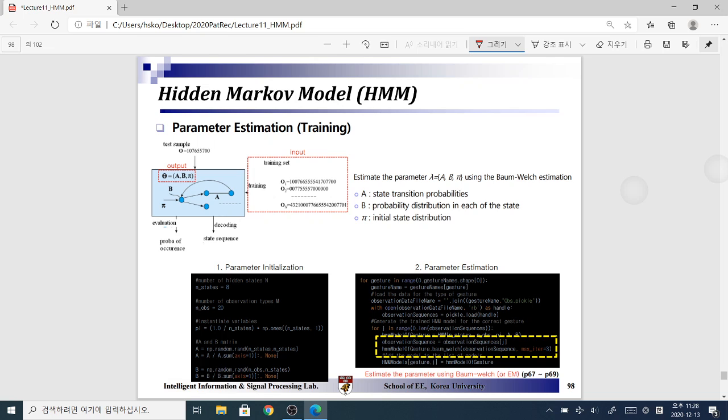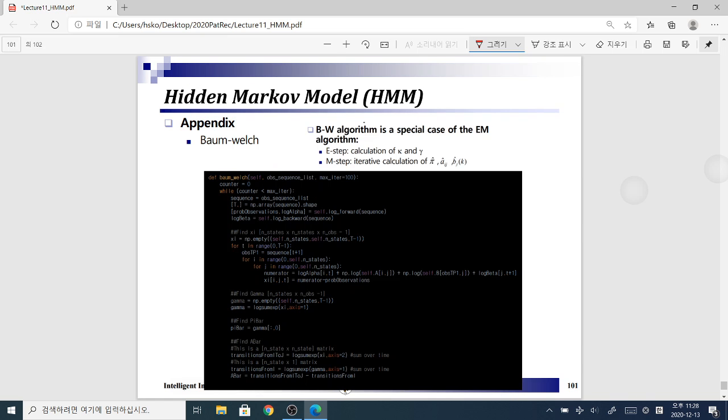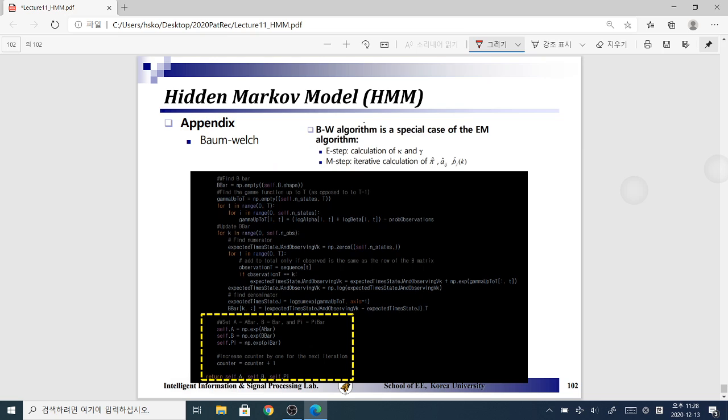So I'm not going to go into detail. I think the code can be self-explanatory. You can just copy and paste and then run it. They're all in MATLAB, so MATLAB code. Okay, so that's what I have in mind for the HMM, hidden Markov model.